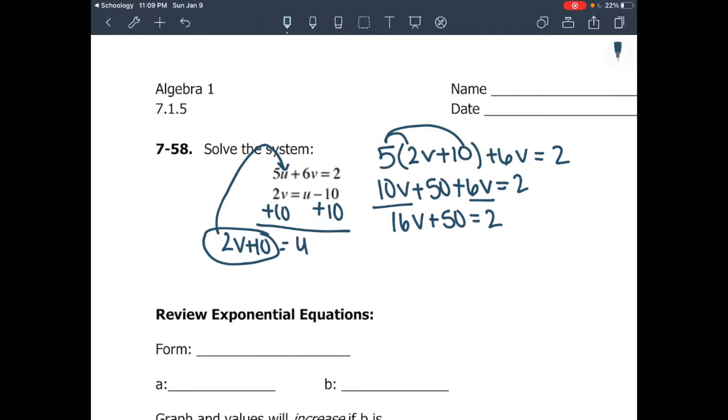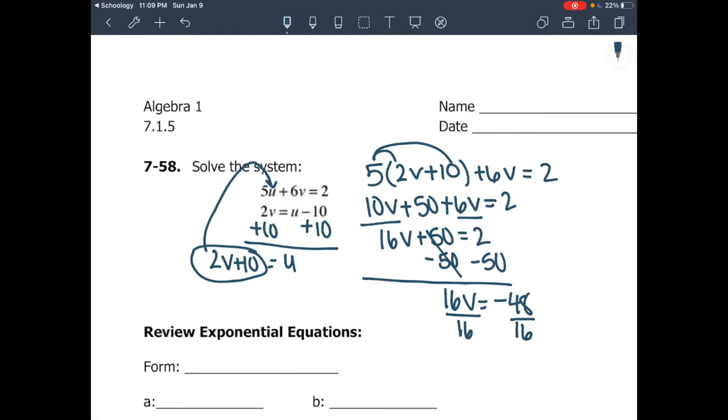Then I'm going to try to get the 16v alone, so then I can get v alone. So I'm going to take away 50 from both sides. I get 16v equals negative 48, because 2 minus 50 is negative 48. Then I'm going to divide both sides by 16 to get v by itself. So v is going to equal negative 3.